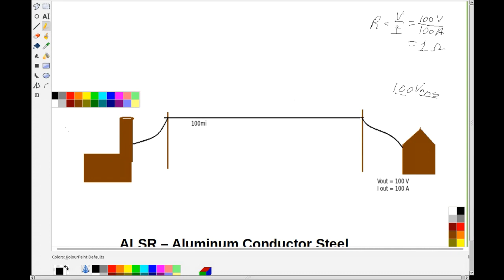All right, and the other thing to think about is, what is the power? The power is the voltage times the current, so that's 100 volts times 100 amps.